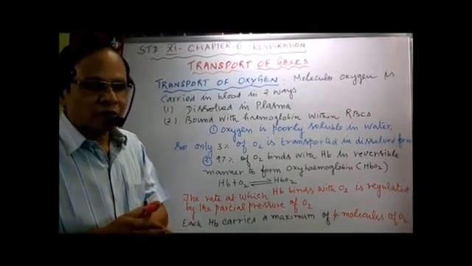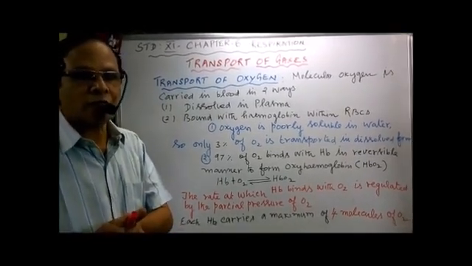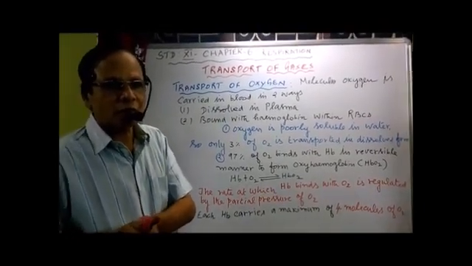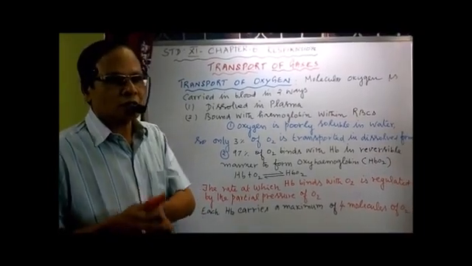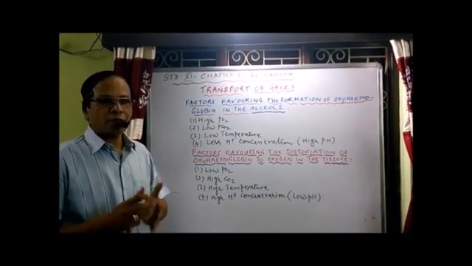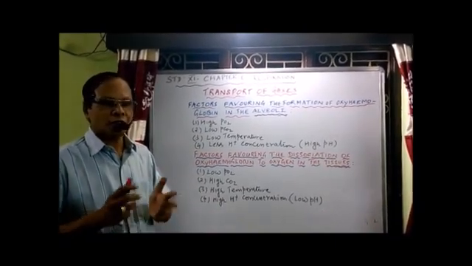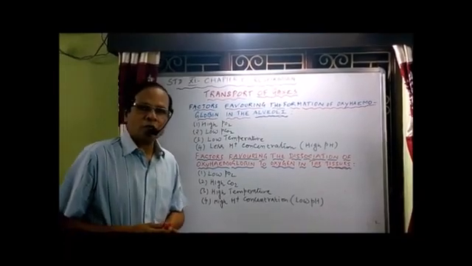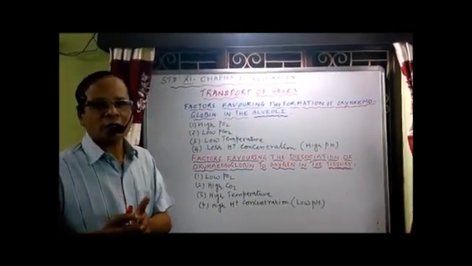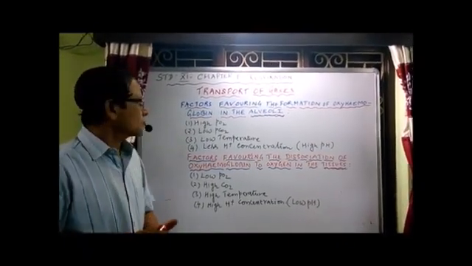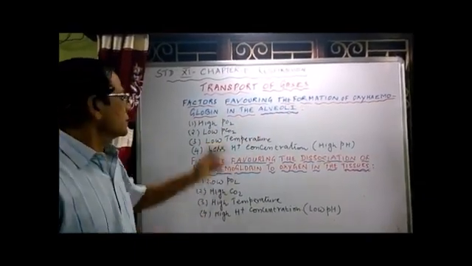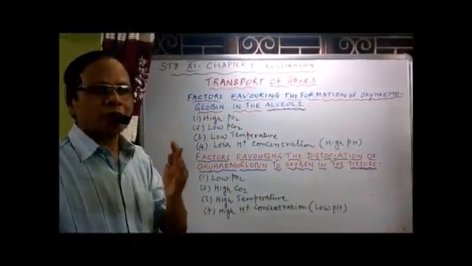The factors favoring the formation of oxyhemoglobin in the alveolus and the factors favoring the dissociation of oxyhemoglobin to oxygen in the tissues. Now what are the factors favoring the formation of oxyhemoglobin and its dissociation? The formation of oxyhemoglobin occurs in the alveoli. The dissociation of oxyhemoglobin occurs in the tissues. Now let's see, what are the factors favoring the formation of oxyhemoglobin in the alveoli? There are 4 major factors.